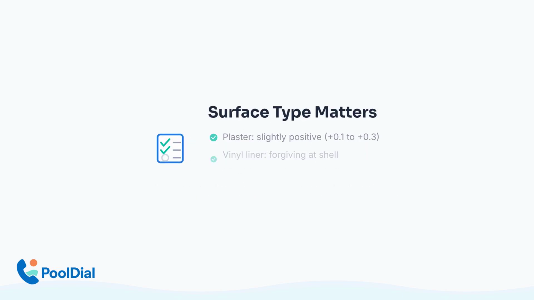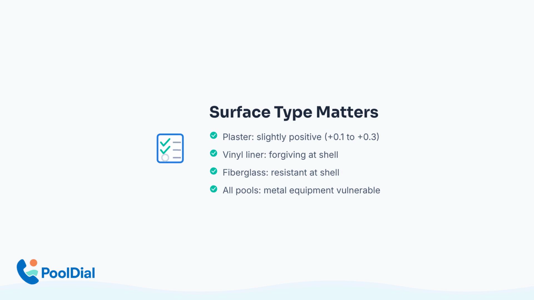Yes, different surfaces respond differently to LSI imbalance. Plaster pools actually benefit from slightly positive LSI around plus 0.1 to plus 0.3 because a thin calcium layer protects the surface. Vinyl and fiberglass shells are unaffected by calcium, but their metal components still need balanced water.